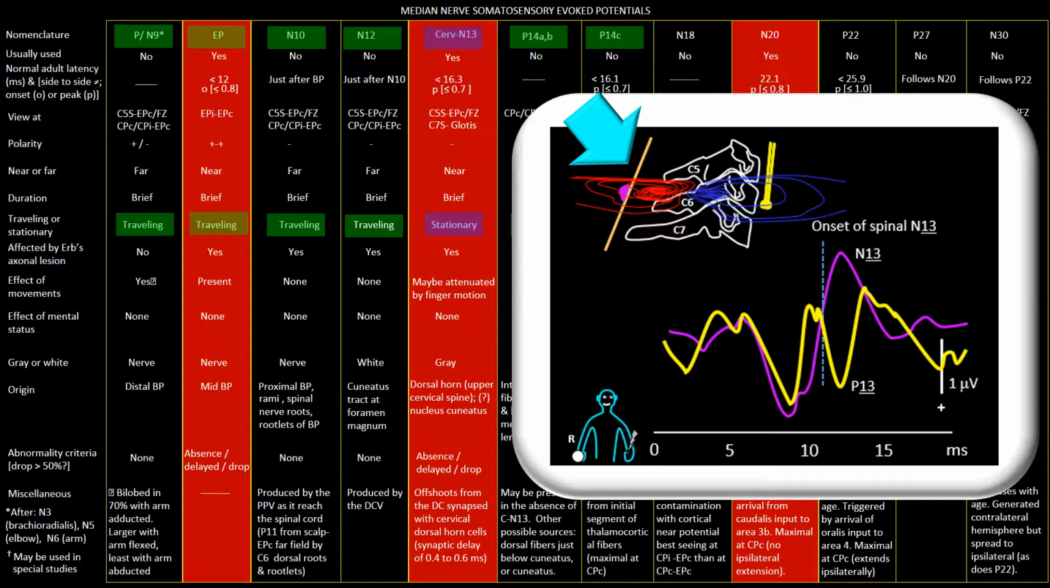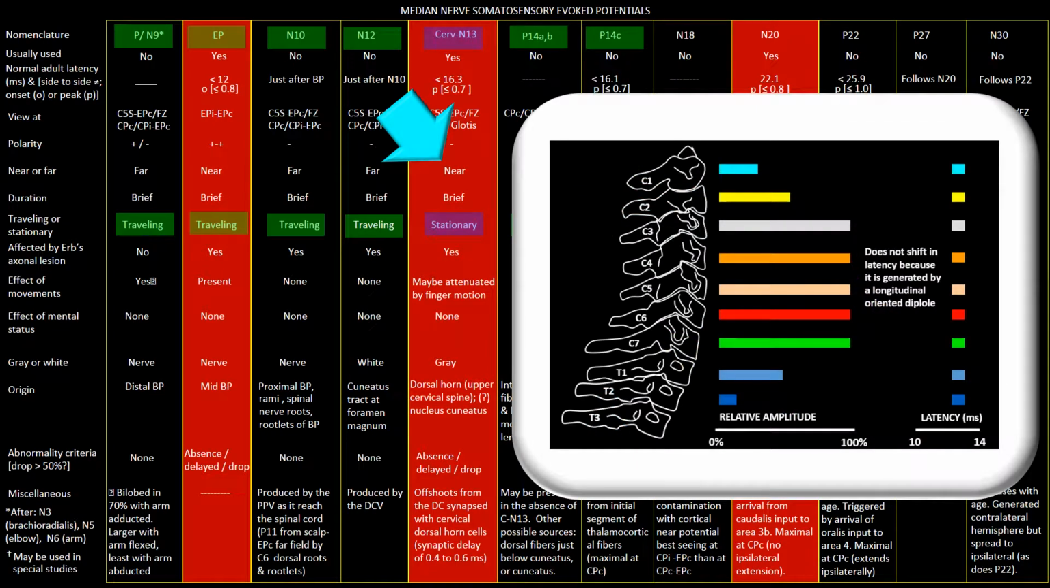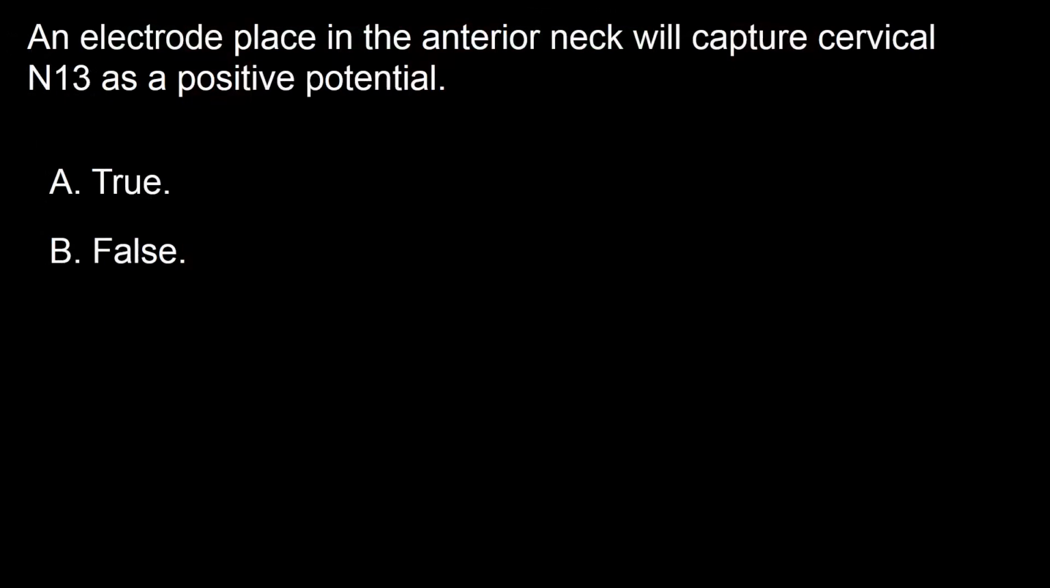This frame depicts two tracings. One collected by a posterior neck electrode in purple, and in yellow a tracing collected from the esophagus, both referred to a neutral electrode. As you can see, the purple tracing demonstrates a negative potential and the yellow a positive potential 13 milliseconds after the stimulus. Cervical N13 is listed in Levin and Luther's book as a near field. Cervical N13 has the same latency but different amplitudes at different levels of the cervical spine. The amplitude is maximal from C3 to C7. So the answer to this question is A.